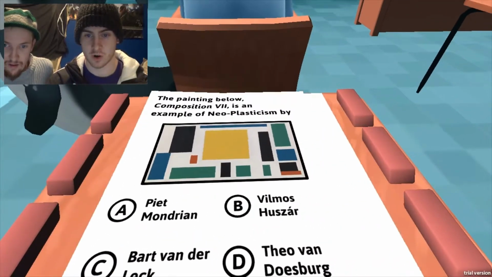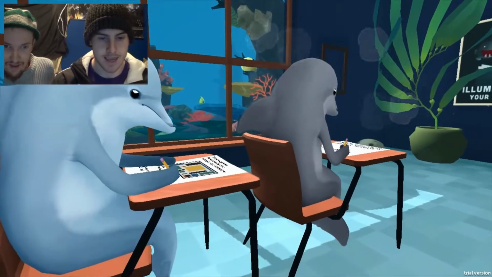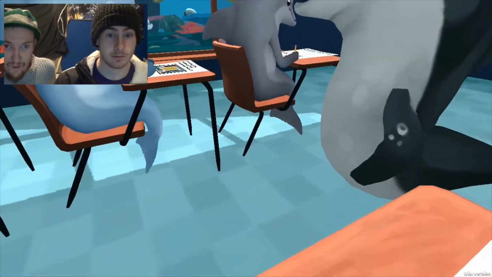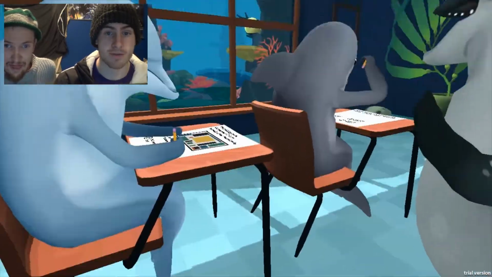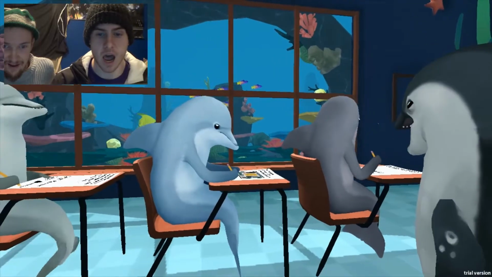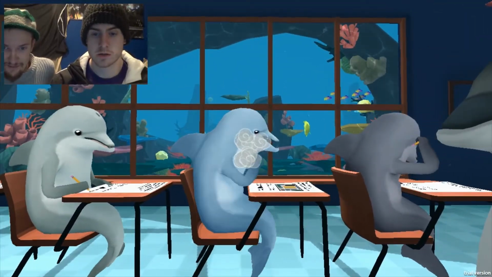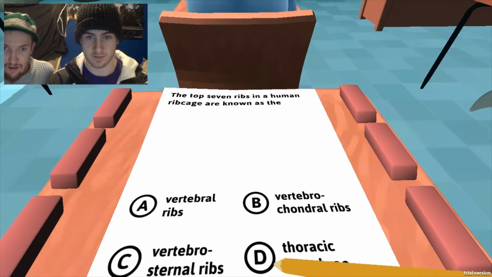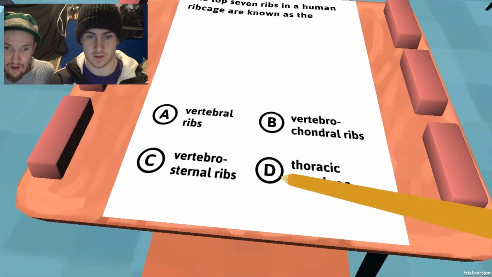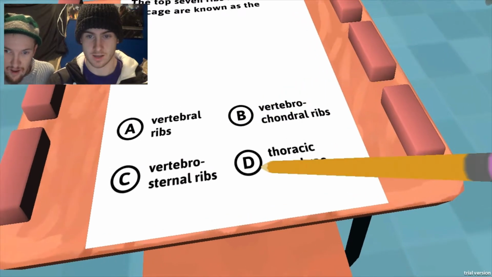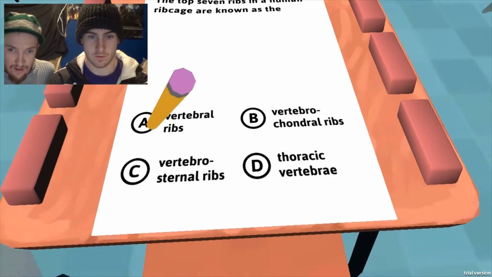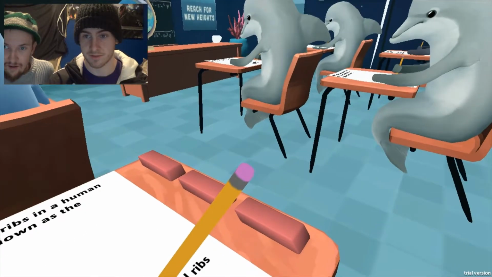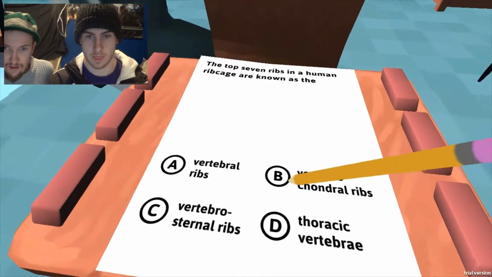Oh my God, there's so many. It's not A or B. It's okay. Move your arm! We gotta hit him. Oh, hit him! It's D. Top seven ribs in a human rib cage are known as the... Oh, that's easy! What do we got here? Probably A. Oh God, that's not good enough!